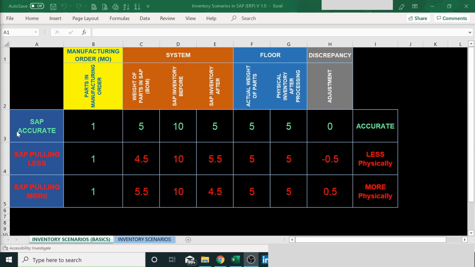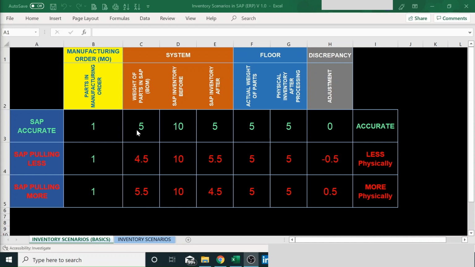So let's start with, let's say our SAP system is accurate. It reflects what the floor has got already. It reflects reality. So our manufacturing order, or MO, is calling for one part, and we're going to make it easy, just one part. At the end, we can multiply and check how everything is going to amplify depending on how many parts we're going to consume, or how many units of measure, how many pounds in this case. But it could be whatever, linear feet, whatever.